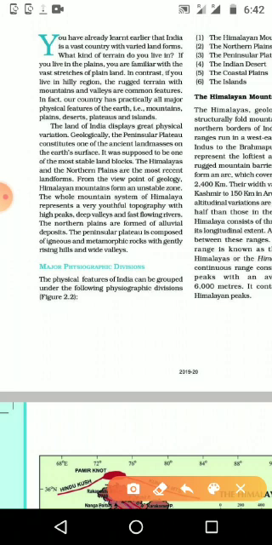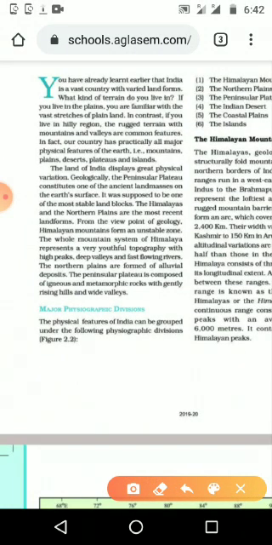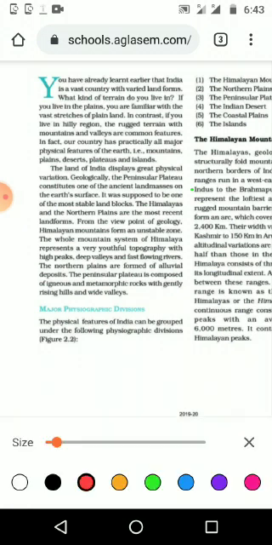Okay, where we are living, that area we are familiar with, how it is and what its nature is, and what we are cultivating, and how we are making our houses, everything is different from one area to another area. In contrast, if you live in a hilly region, the rugged terrain with mountains and valleys is a common feature. If you are living in the plain area, it is at a stretch, we can see plain land. But if we go to the hilly region, we can see rugged terrain, meaning sloping terrain, with many valleys and mountains.